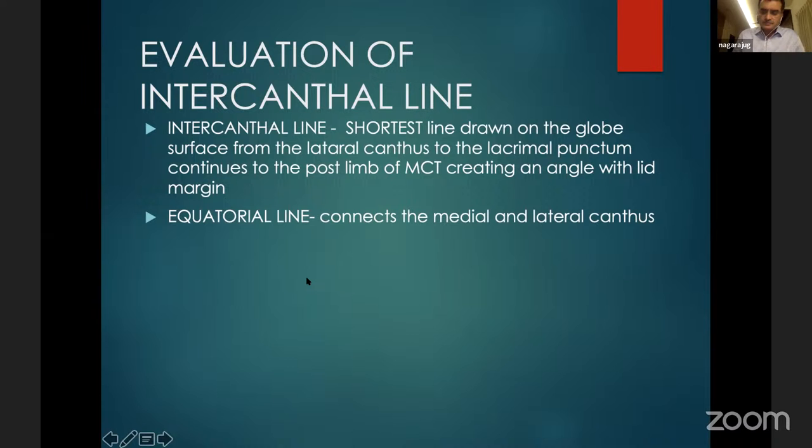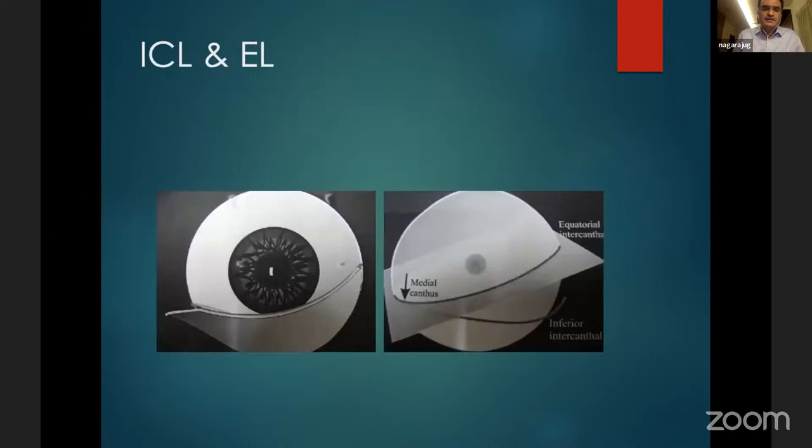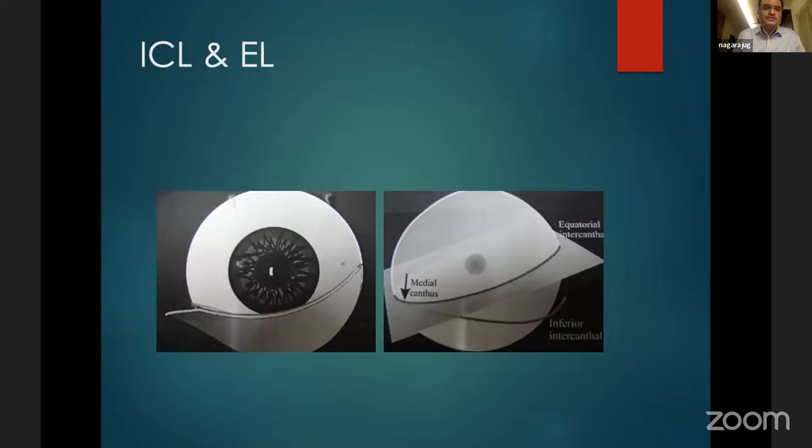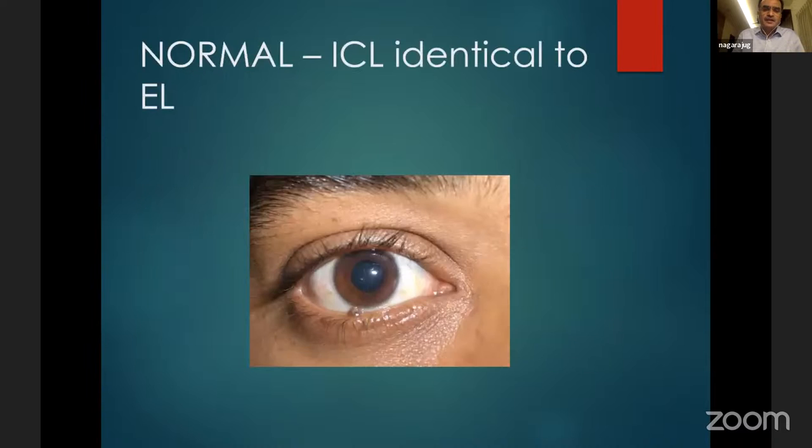Now, one second. Okay. So the line connects, this is the one line, this is that line, and this is the equatorial line. So these two lines, the intracanthal line and the equatorial line, the position of these two lines is very important. See, in a normal person, both the lines are equal. They are identical. The equatorial line and the intracanthal line are almost equal.